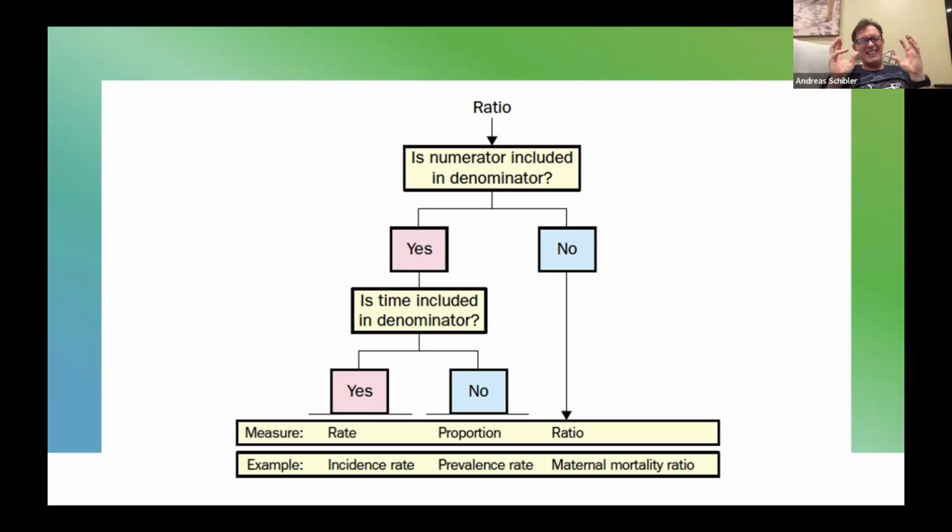I mean, it is an epidemiological phenomenon, but you really need to use the right descriptors of what you're going to do. Or if it's not included in the denominator, you have a ratio. So the maternal mortality ratio, for instance.